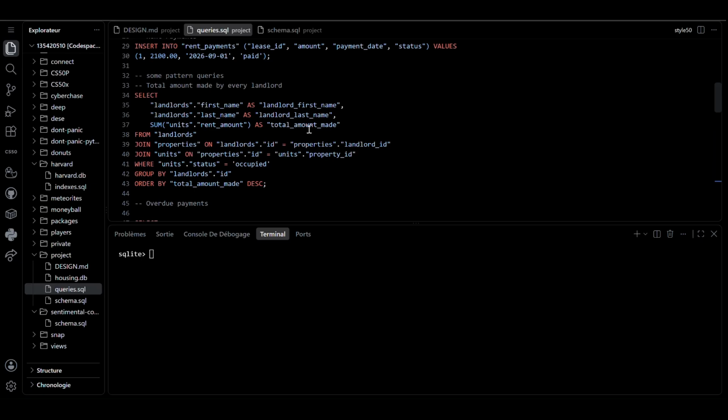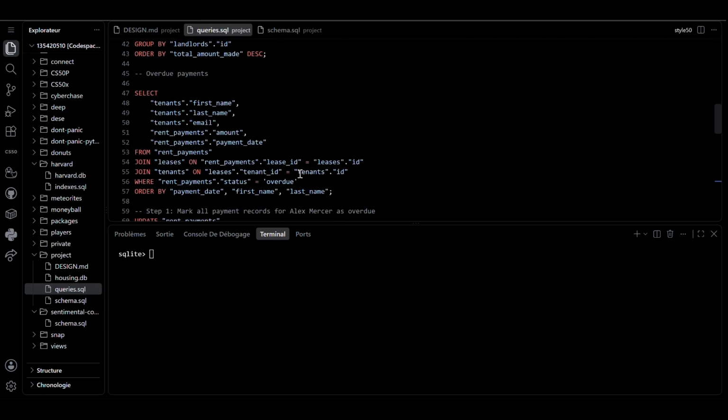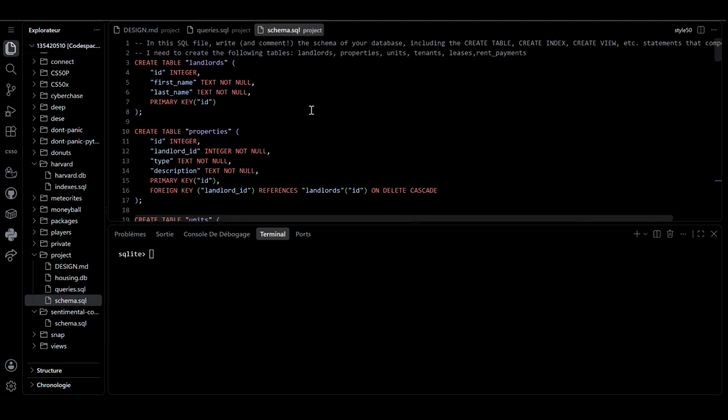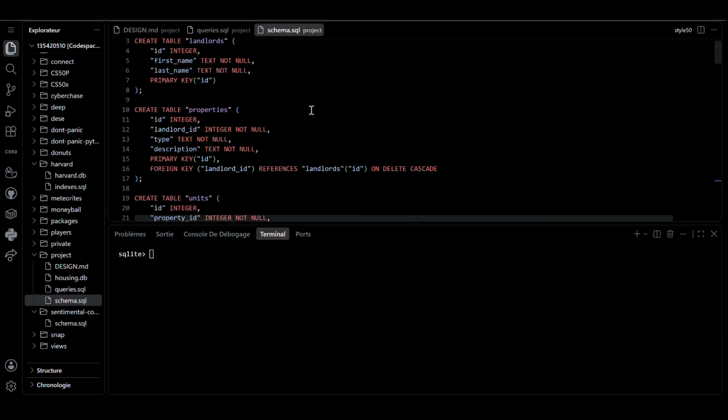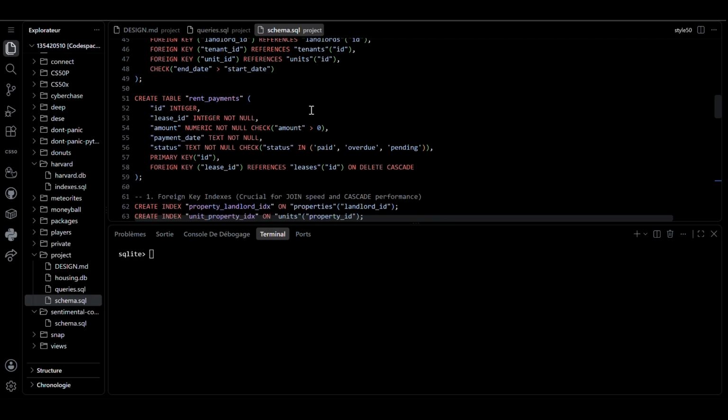I also added some queries, the queries that are more likely to be used by the users of this database. And then in the last file, I tried my best and created a number of tables ranging from tables tracking the landlords, the properties, units, tenants, leases, and rent payments.